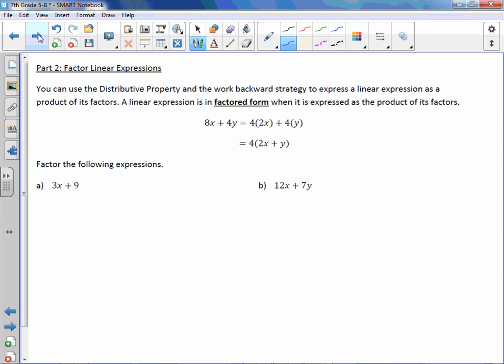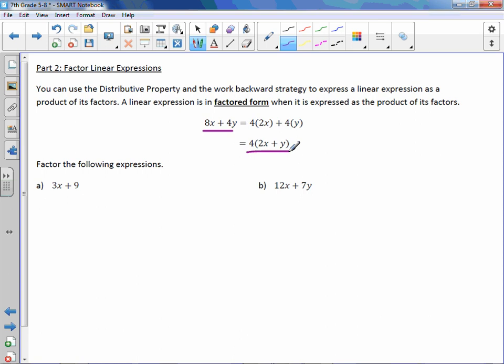Now on to factoring. You can use the distributive property and the work backward strategy to express a linear expression as a product of its factors. A linear expression is in factored form when it is expressed as the product of its factors. So if we were to factor 8x plus 4y, it would look like this: 4 times the quantity, 2x plus y. What we do is we find that GCF and pull it out.